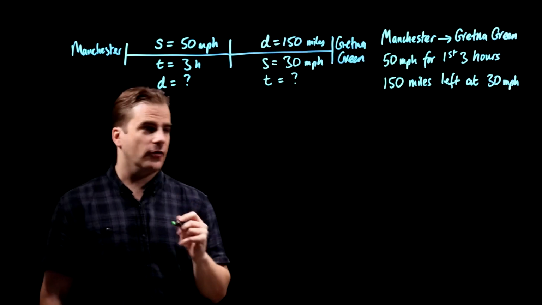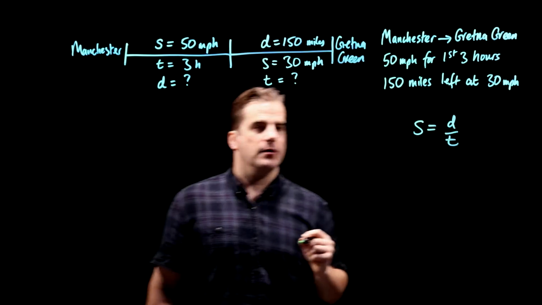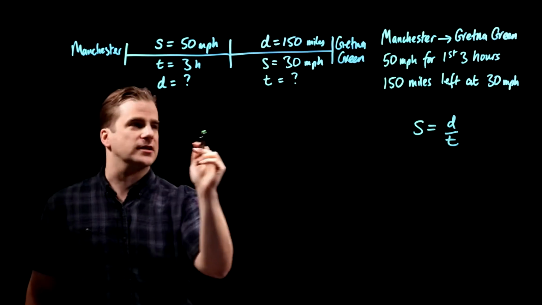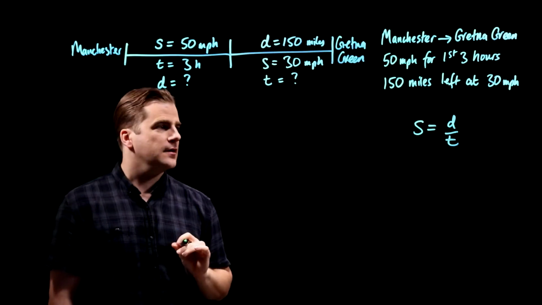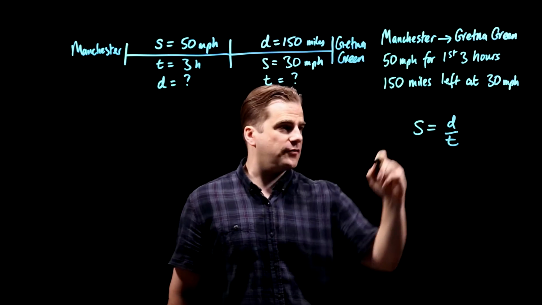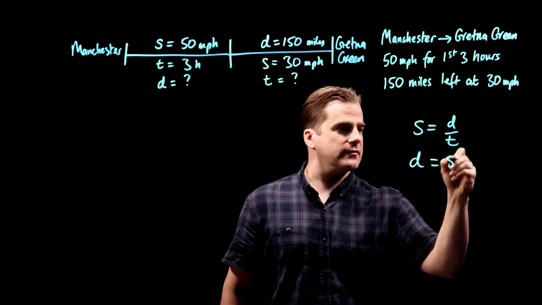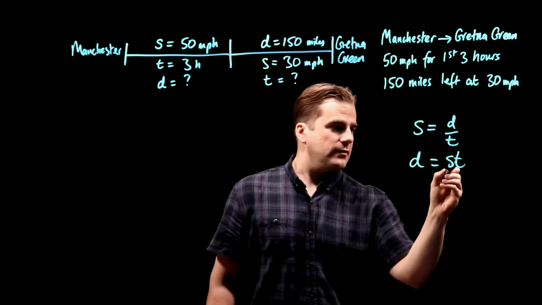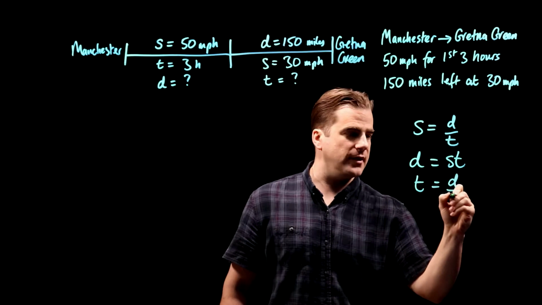Now, using the formula, speed is distance over time, we're going to work out the distance for the first section, and the time for the second section. Okay? So, we need distance. So rearrange this formula, multiply both sides by t to get d equals st. Distance is speed times time. And time, from here, divide both sides by s, and we get time is distance over speed.